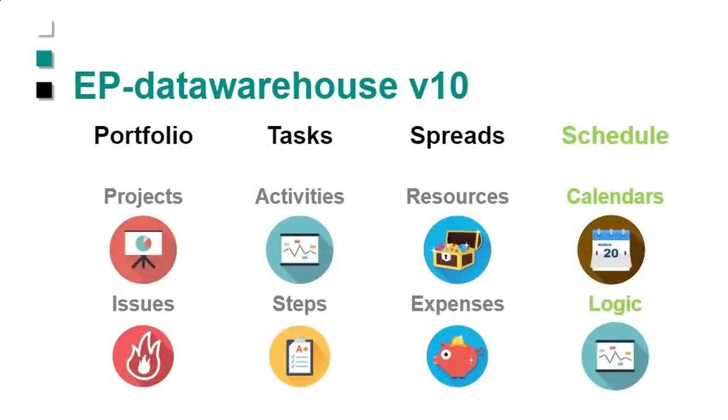So in terms of our components, we've got all the components. So we've got portfolio level information, task level information, spreads, as I've mentioned, and then things that you might want to use for schedule comparisons like calendars and logic.